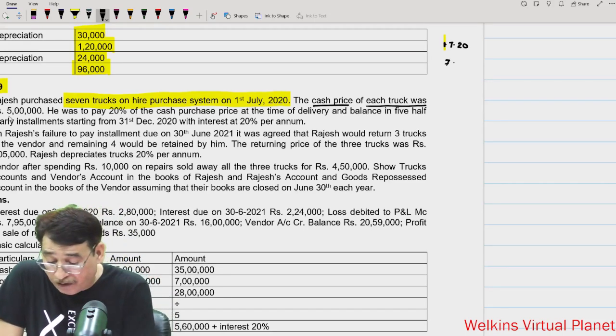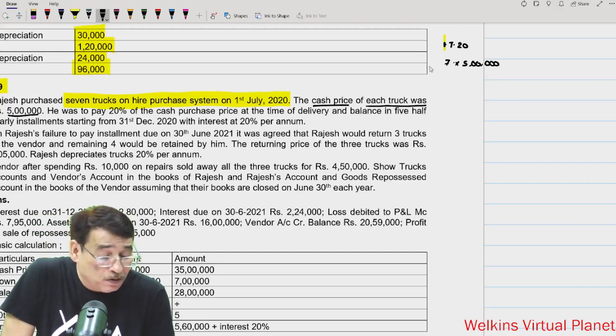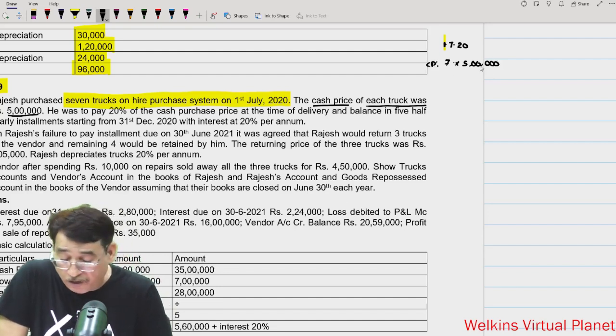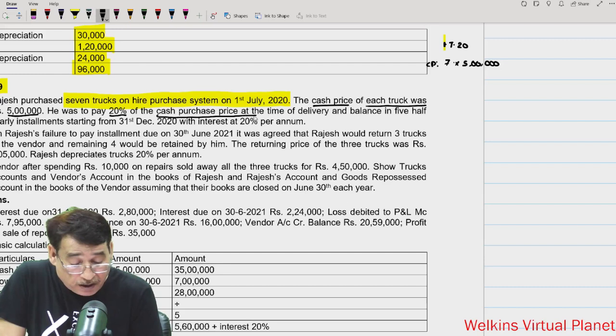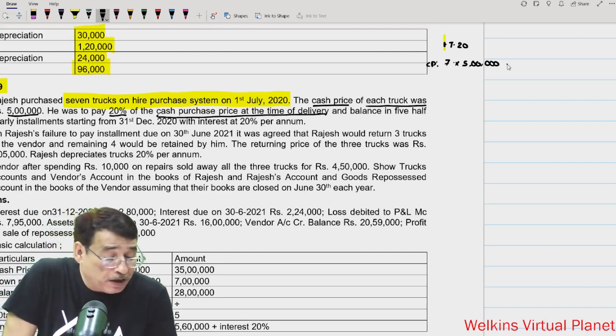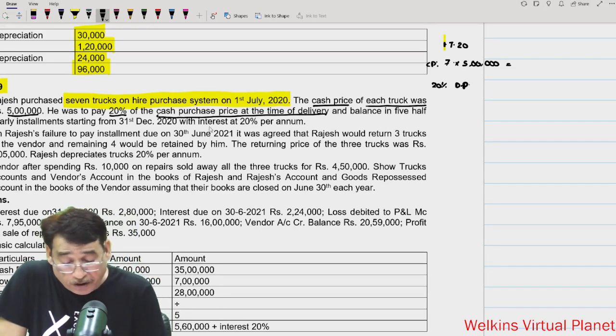The cash price of each truck was 5 lakh. Cash price of each truck into 5 lakh. So this is your cash price. Correct? You multiply it with that, 35 lakh. And the question further says that he was to pay 20% of the cash price at the time of delivery. So whatever cash price you are going to get, you are going to pay 20% at the time of delivery. That means 20% will become your down payment.